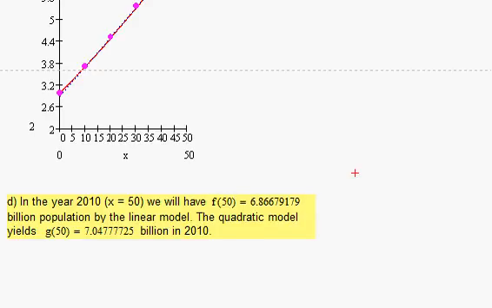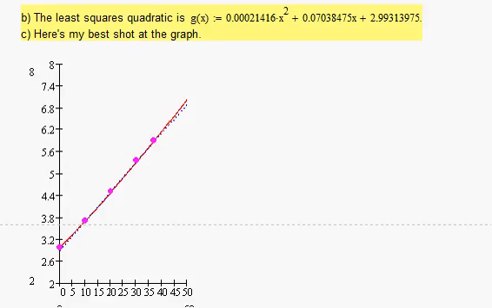And actually I didn't choose the best model. Probably the best model would have been exponential growth. So I hope you found that interesting.